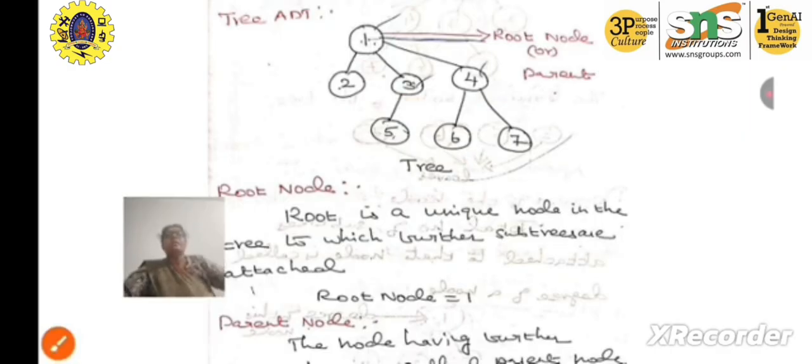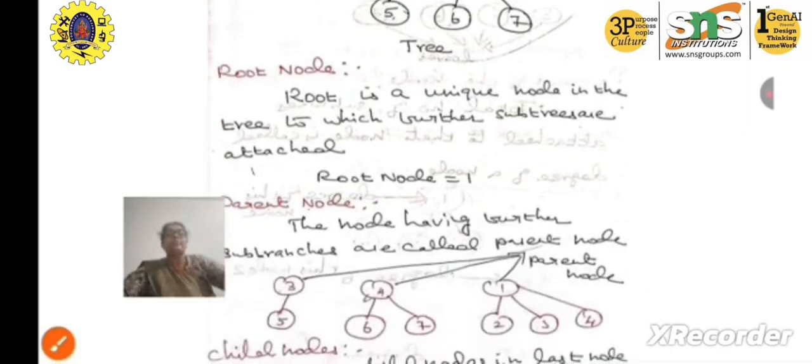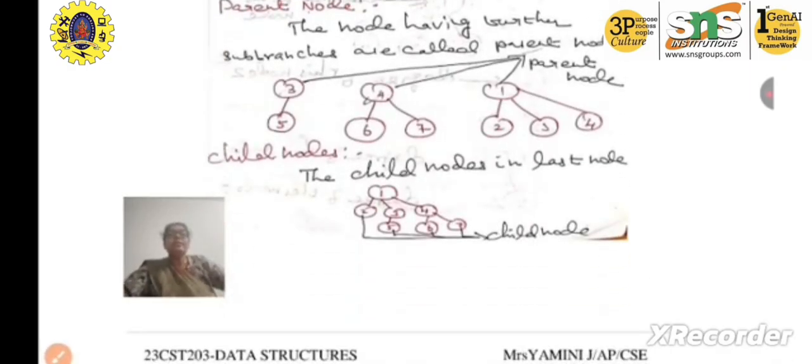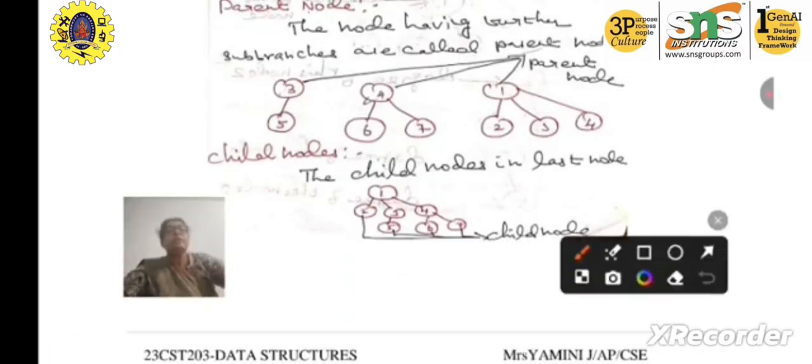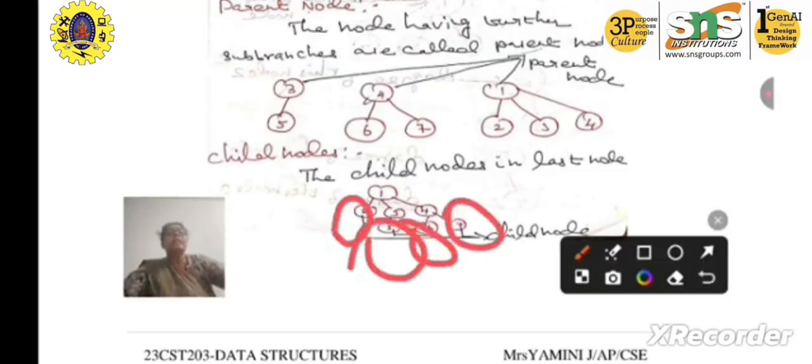Next one, child node. A child node is a node that comes from a parent node. Here, the child nodes are 2, 5, 6 and 7. This is the last node in a tree. This is a child node.